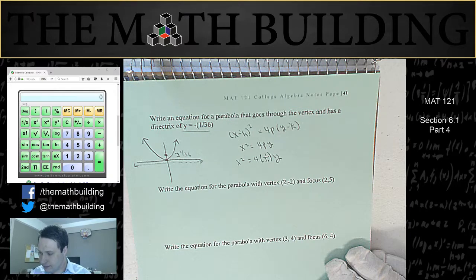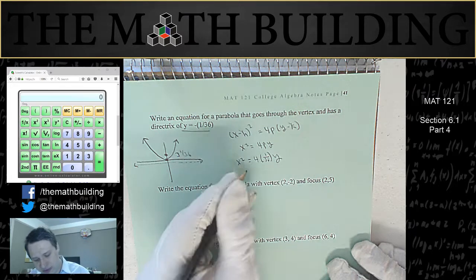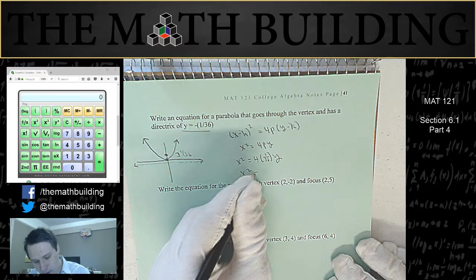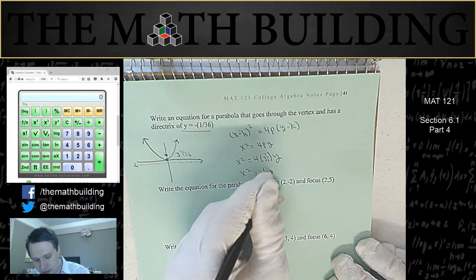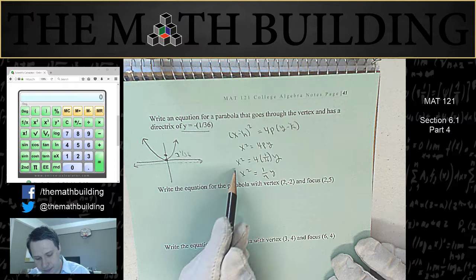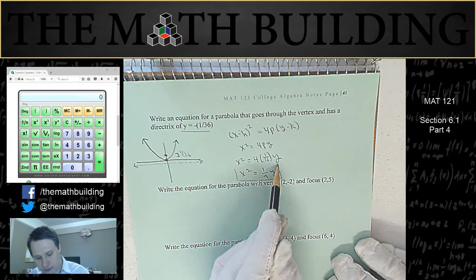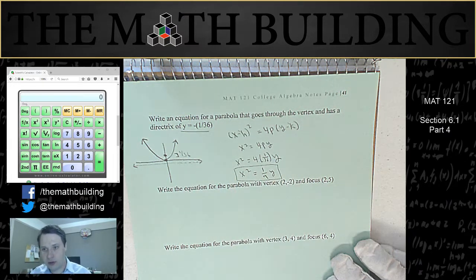And that's it. So this is going to simplify to x squared equals 1/9 times y, essentially. So there you go. That's the equation right there. Let's do the next one.